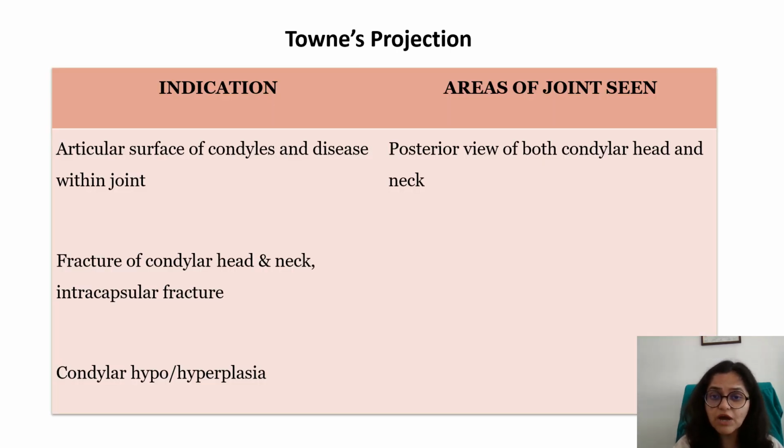Next is the Towne's projection. Indications: the articular surface of the condyle can be evaluated, diseases within the joint can be seen, fracture of the condyle head and neck and intracapsular fracture can be determined, and it is used in cases of hypoplasia and hyperplasia of the condyle. The area of the joint seen is the posterior view of both condyle heads and necks.